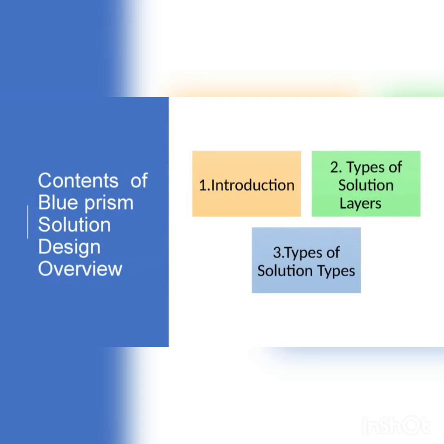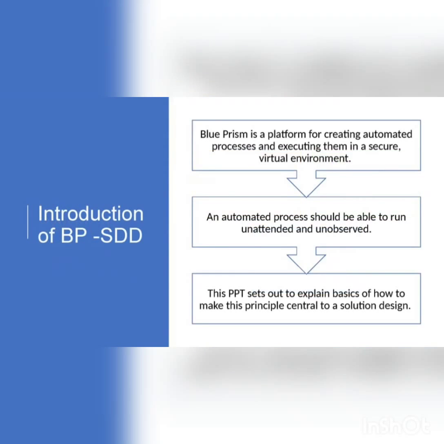When you talk about solution layers, there are three types of solution layers. That is process, object, and application. Like any other applications, if you go for .NET or Java, there are three types of layers. It is the same, yeah, MVC modular. You have many ways to see this. The same level here: application, process, and object. These are the three types of solution layers.